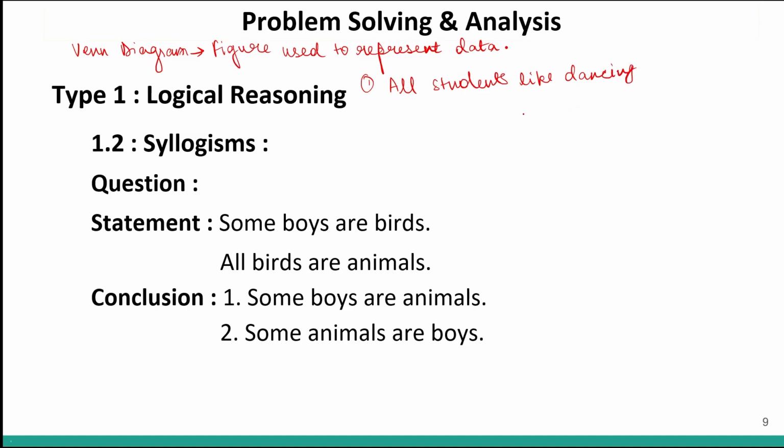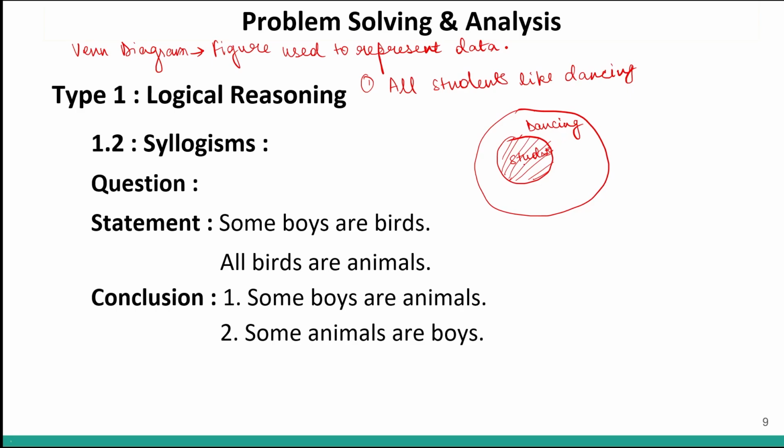Okay. So the first possibility is all students like dancing. So if this is my students, this will be my dancing. This is how we will represent this data. How? Because there will be some people who dance but are not students, right? There could be artists who dance, there could be professionals who dance, there could be teachers who dance. So dancing is a bigger area compared to a student. So there will be some students, all students who like dancing. So students will be a subset of dancing.